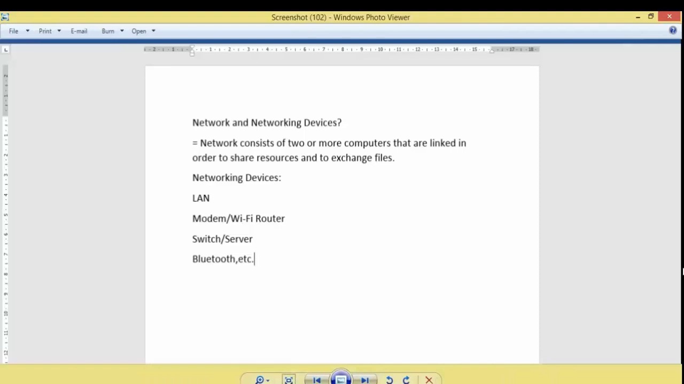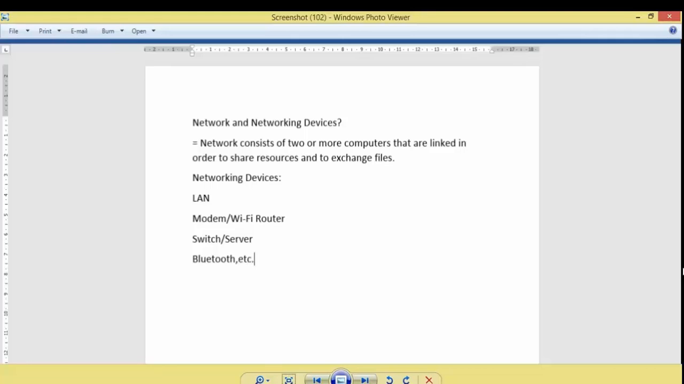Our today's topic is network and networking devices. A network consists of two or more computers that are linked in order to share resources and to exchange files. The networking devices are: first one is LAN, that is local area network.